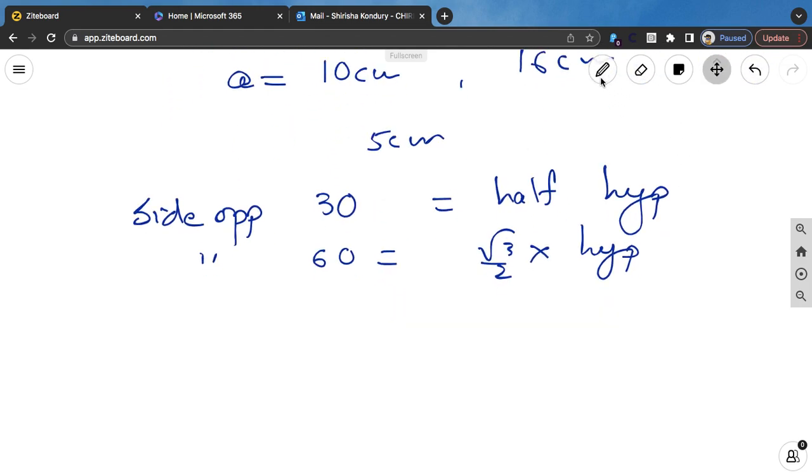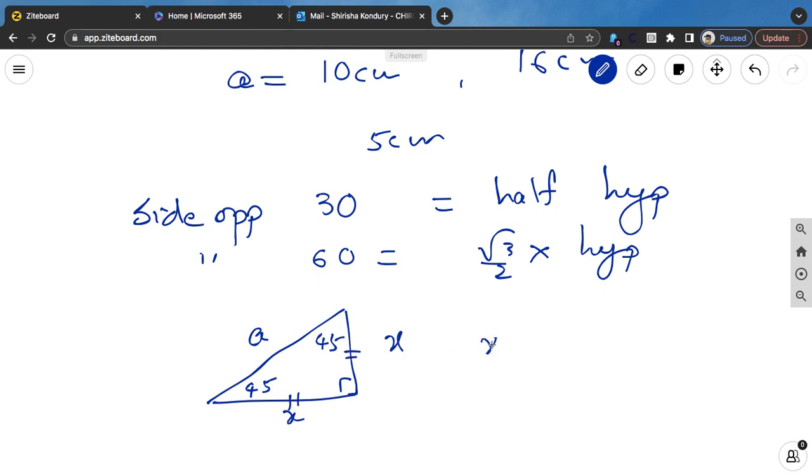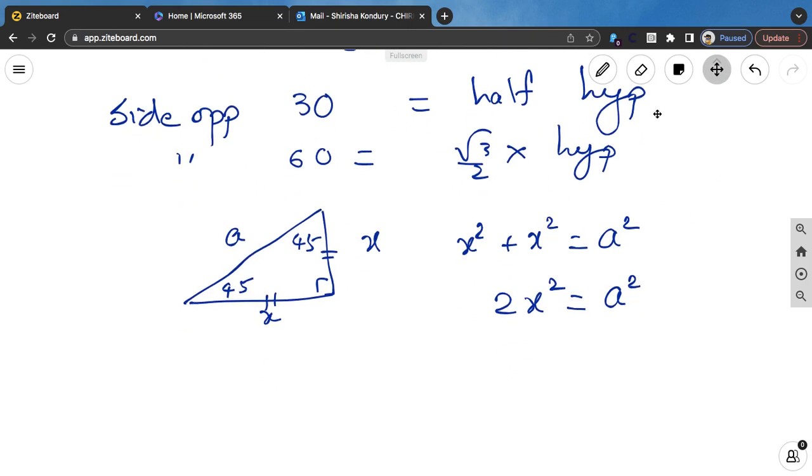I'll similarly try to draw something about the 45, 45, 90 triangle. So if I have a 45, 45, 90, which is an isosceles right triangle with hypotenuse as A, then by the Pythagorean theorem we can find these two equal sides. If they are x, then this is how we write the Pythagorean theorem, which means 2x squared is A squared and x is A upon root 2.